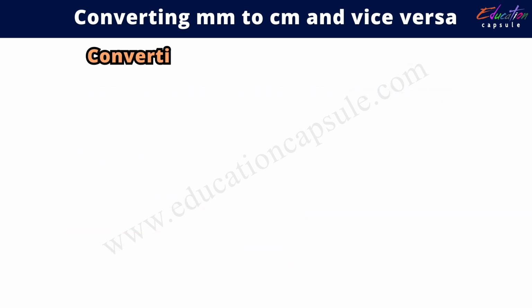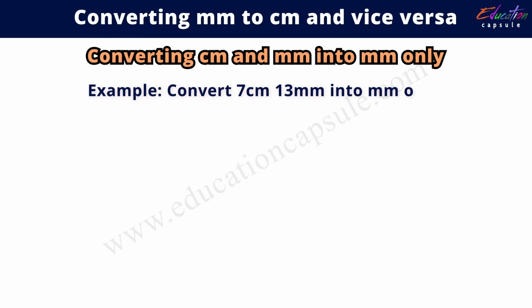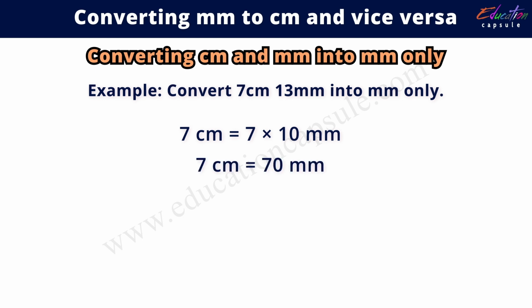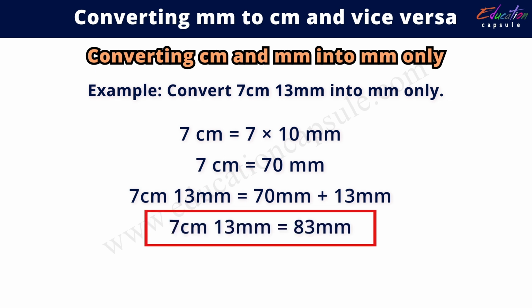Next is converting centimeters and millimeters into millimeters only. Here we have to convert 7 centimeters 13 millimeters into millimeters only. To convert centimeters and millimeters into millimeters only, we can convert centimeters into millimeters and then add them together. So 7 centimeters would equal 7 times 10 millimeters, which is equal to 70 millimeters. So 7 centimeters 13 millimeters would equal 70 millimeters added to 13 millimeters, which would give us 83 millimeters.